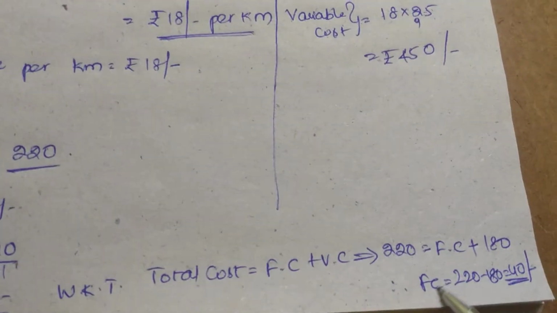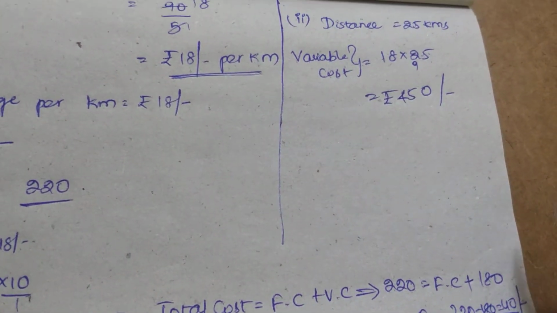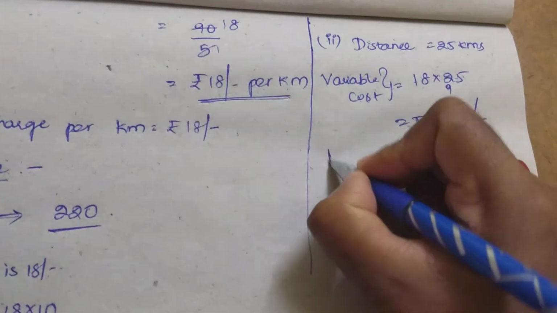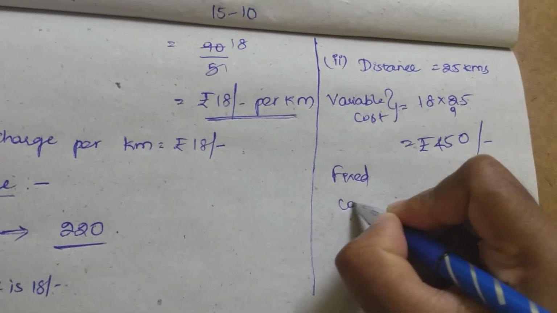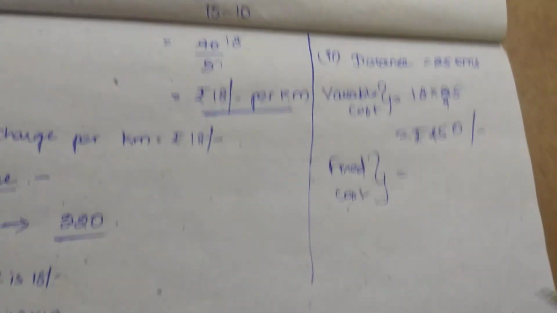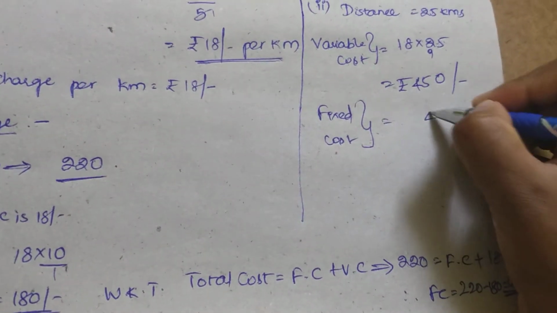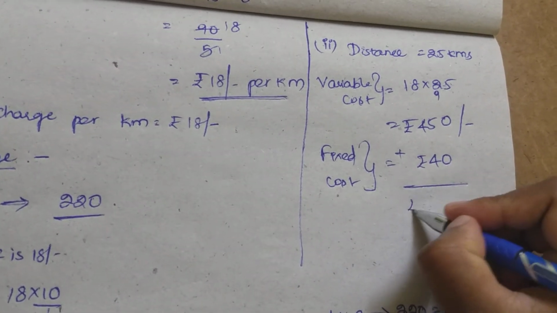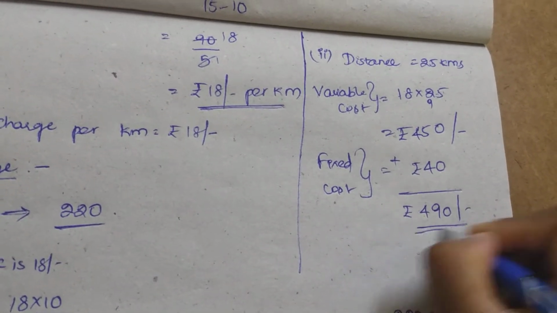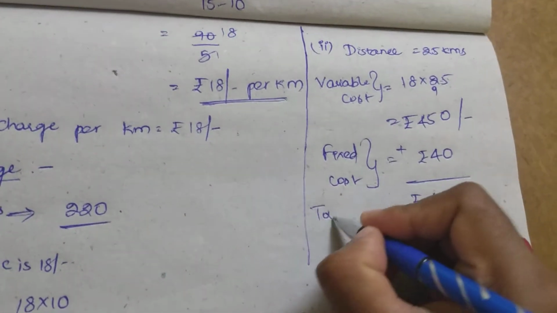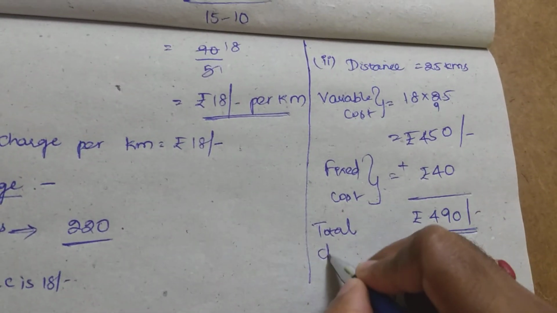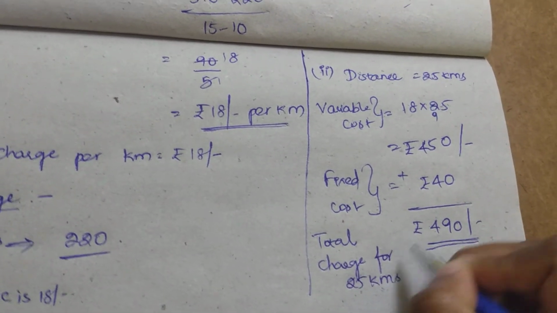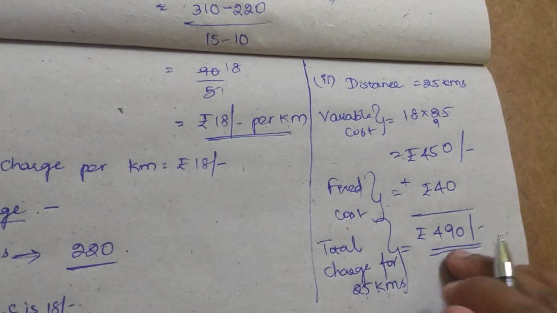What is fixed cost? Fixed cost we found out, right? 40 rupees. This remains the same irrespective of how many kilometers the distance is. Fixed cost equals 40 rupees. Correct? Total how much will it be? 450 plus 40. It becomes 490 rupees. This will be the total charge for 25 kilometers. Okay, it will be 490 rupees.